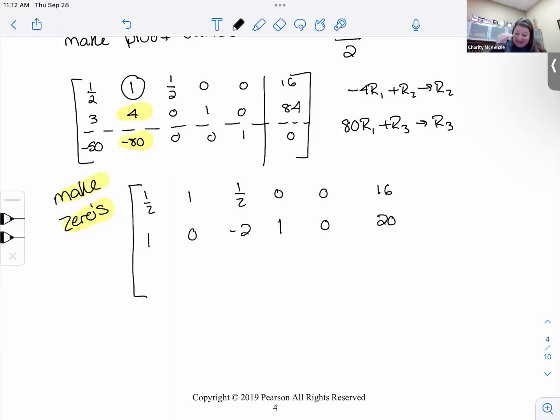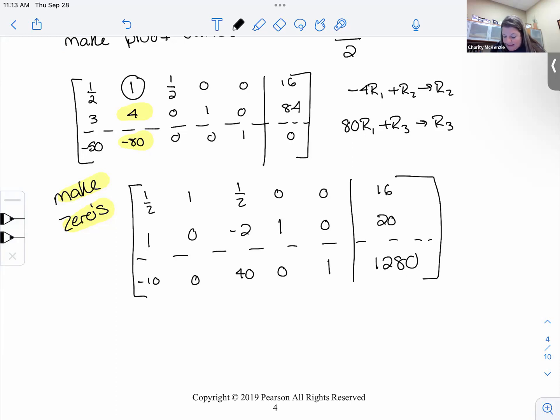Now the bottom row is 80 times row 1 plus the bottom row. So 80 times 1/2 is 40, so that becomes a -10 here when you add. And then this becomes the 0 because that's how we set it up. And then -80 times 1/2 plus 0 is 40. Excuse me, half of 80 is 40. And then 0 and 0 still make a 0. 80 times 0 plus 1 is still a 1. 80 times 16 is big. I paused. 80 times 16 is 1,280. Okay, so we have done one pivot.